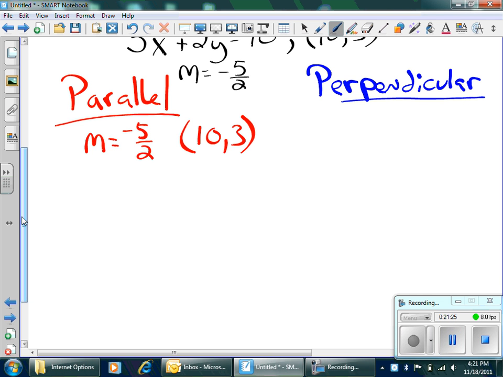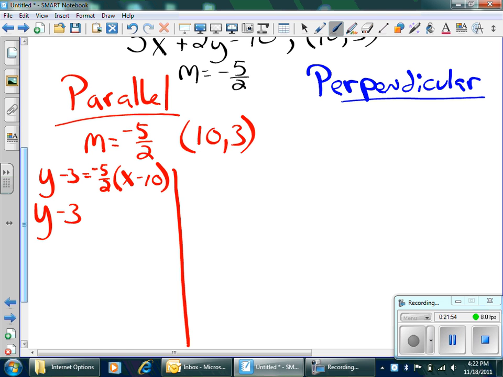It says that. Okay, so to write my equation, I'm going to do it two different ways. I'll start off, first of all, in point slope form. I will take y minus 3 equals -5/2 times the quantity of x minus 10. There is the point slope form of the line that is parallel to the original line, and it goes through the point 10, 3. Now, I'm going to convert this to slope y-intercept form.